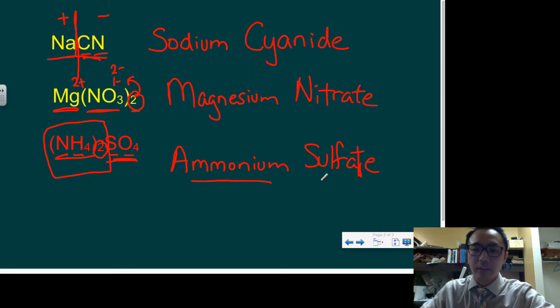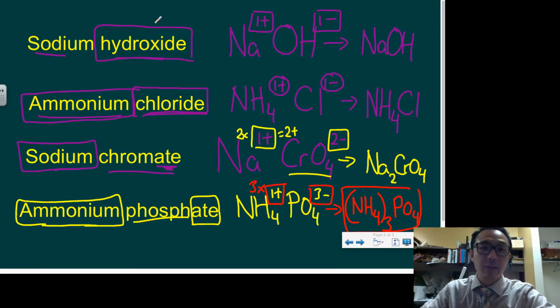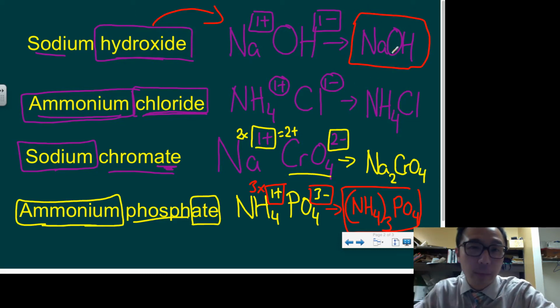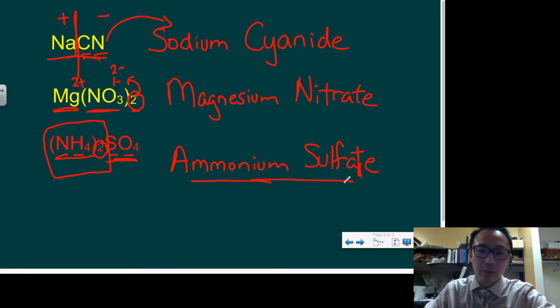And that's how you name from formula to a name, and that's also how you name from a name to a formula. So whenever you're writing your formula, make sure you're balancing the charges. But when you're just going to the name, you don't need to do the charges. And that's how you name ionic compounds with polyatomic ions.